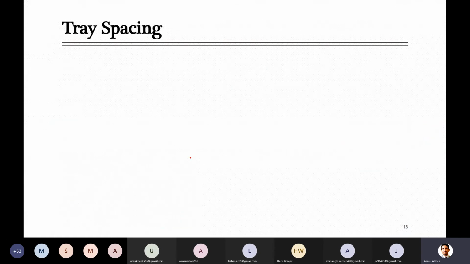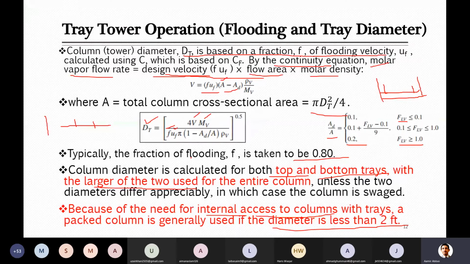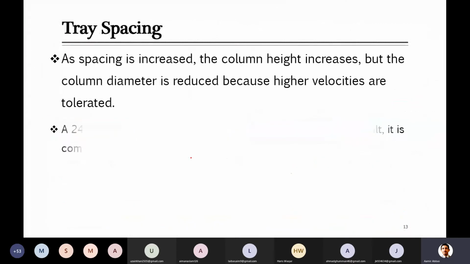So up to here, if you have any question. Right, next thing is related.